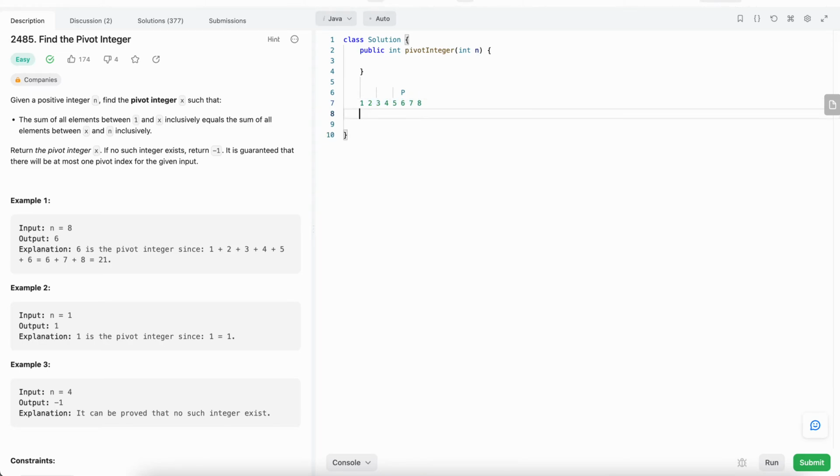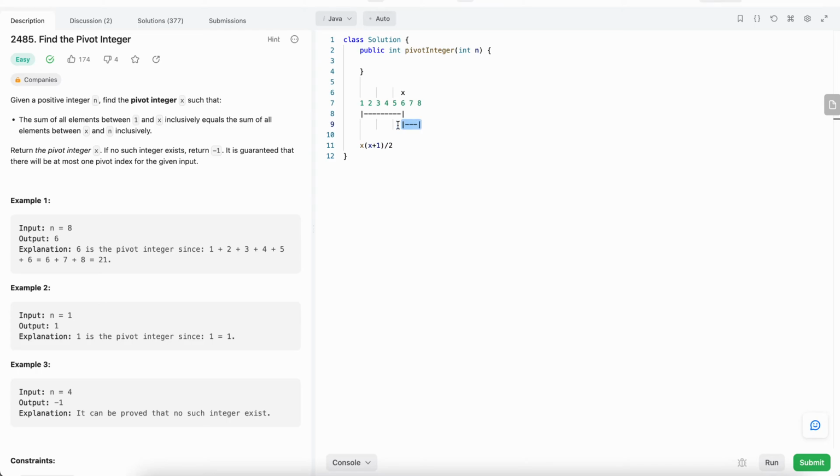So basically we have a sum that goes from here up to here, and then another sum that goes from here up to here. This sum over here is basically going to be p times p plus 1 over 2, because that's the mathematical formula for the sum of everything from 1 to p, right? Or for simplicity, let's call this x. How do we get this sum?